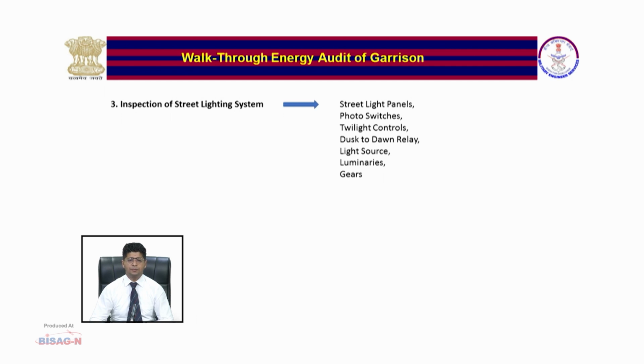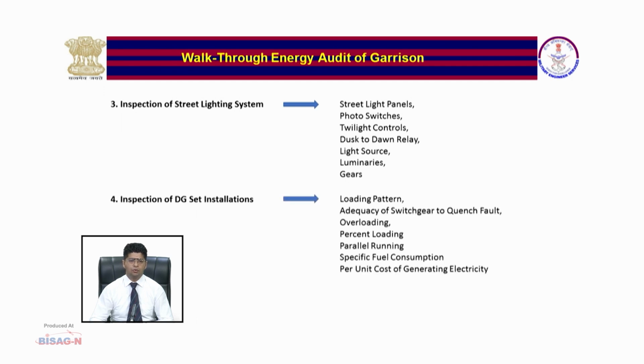Then comes inspection of DG installations. This shall include assessment of the loading pattern, adequacy of switchgear to quench fault, overloading, and finding out percent loading. Parallel running and diverting critical load will be seen at the DG set locations. The study shall also include specific fuel consumption and per unit cost of generating electricity, besides working out alternate fuel strategy and energy efficiency point of view for reactive power compensation.